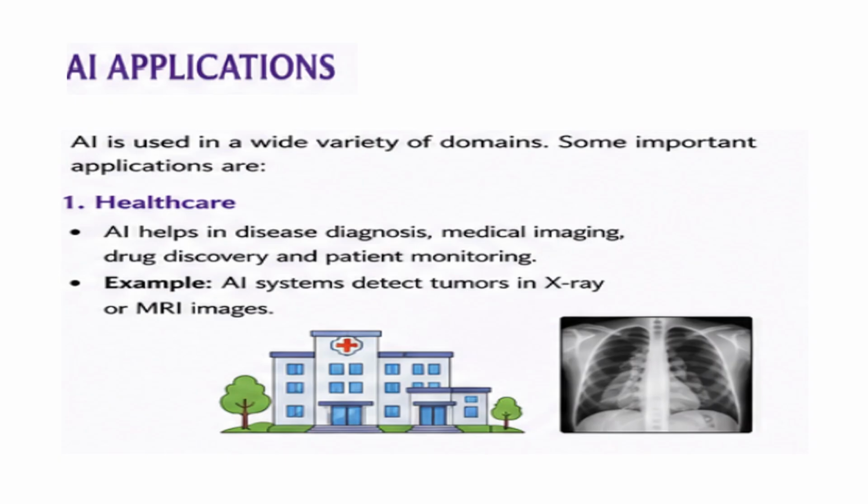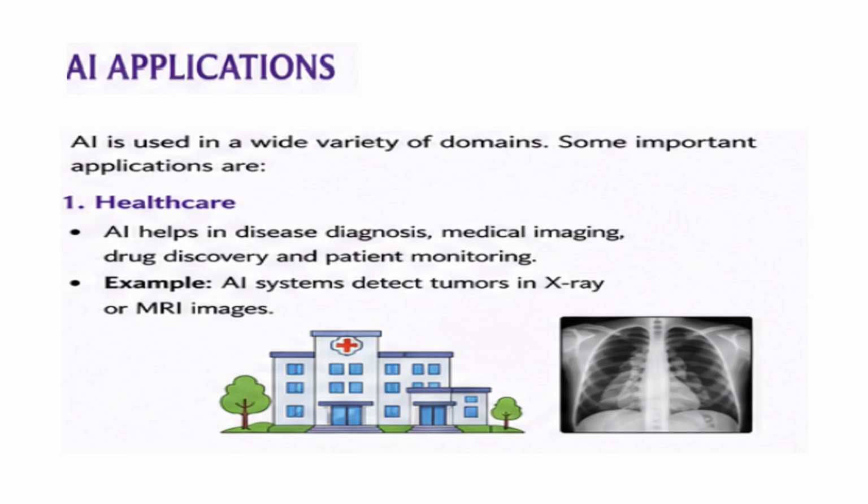The first one is healthcare. It is one of the most important applications of AI, where it helps doctors diagnose diseases accurately using medical images such as X-rays, CT scans, and MRI scans. It also assists in predicting diseases, recommending treatments, monitoring patients, and supporting robotic surgeries.